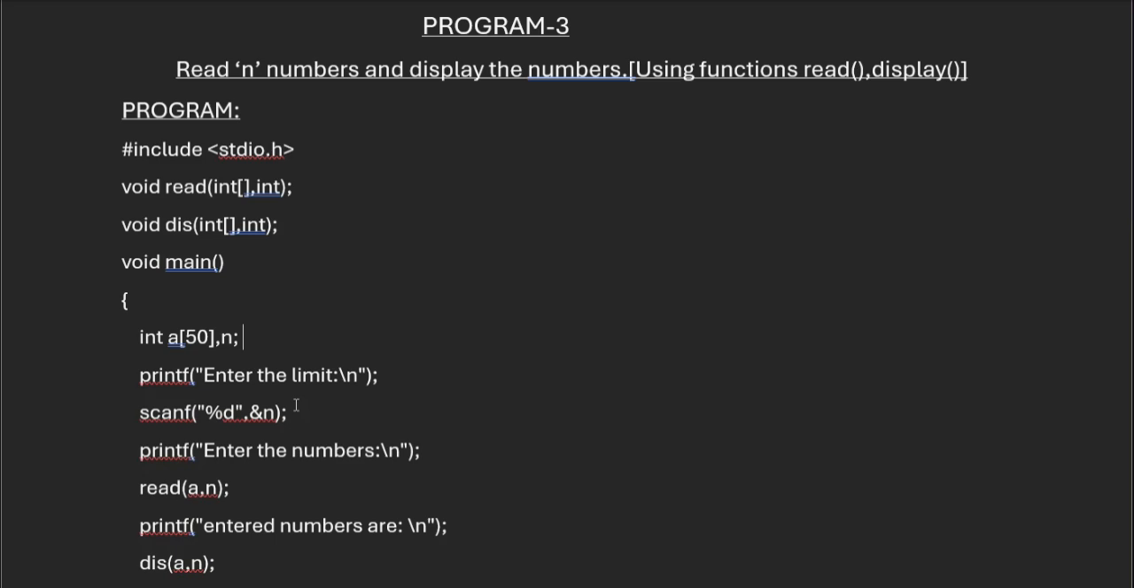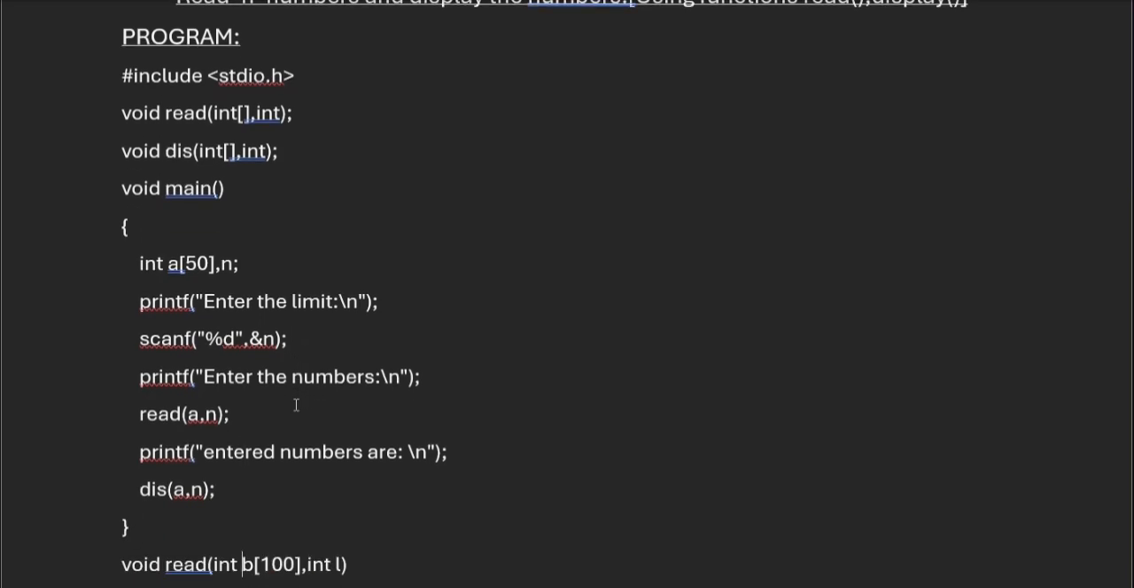Here we declare an array to hold the numbers; it declares an array of size 50 to hold the numbers entered by the user. Read(numbers, n) calls the read function to read n numbers from the user and store them in the numbers array, and display(numbers, n) calls the display function to display the numbers stored in the numbers array.